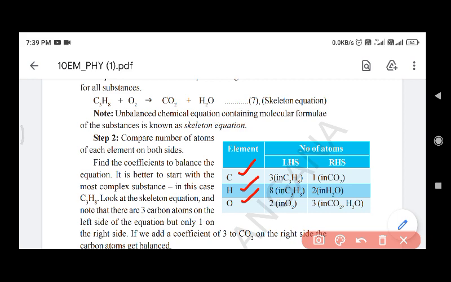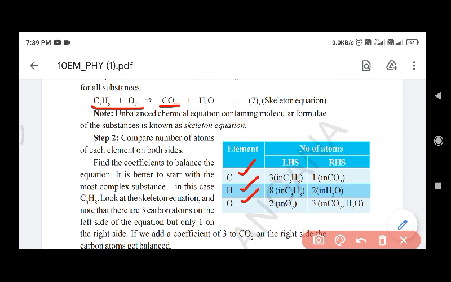On the left-hand side, the reactant side, we write the number of atoms of each element. For carbon, how many atoms are there? 3, in C3H8. On the right side, in carbon dioxide, CO2, carbon is 1 atom. So on the right side only 1 atom of carbon, the left side 3 atoms.